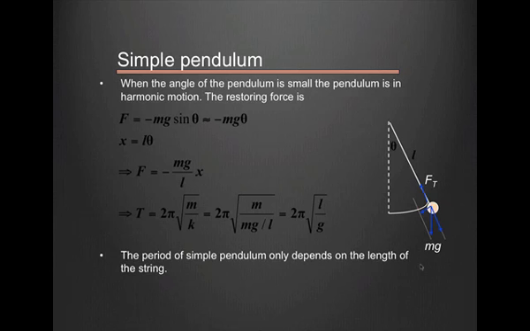So if you follow it through, you end up with the period being 2 pi times the square root of L over G. Now, notice some factors that are not part of this period equation, and that is mass. Whether the mass that is oscillating is 2 pounds or 2 tons, it's not going to affect the period of the oscillation.